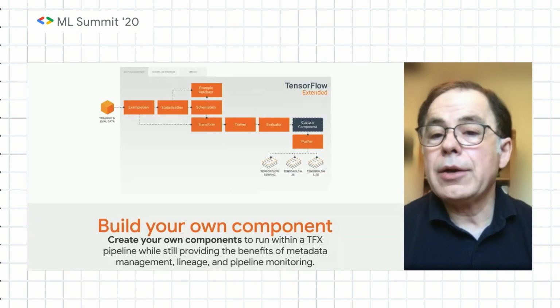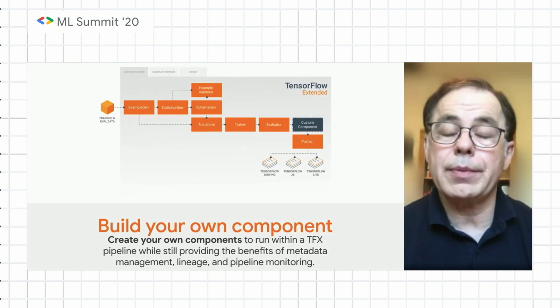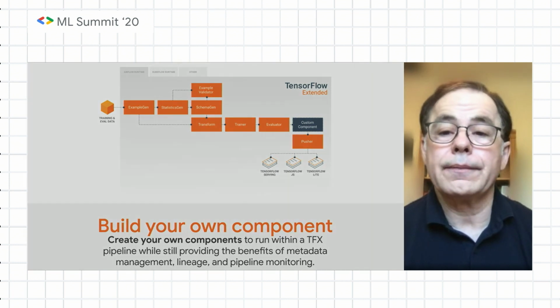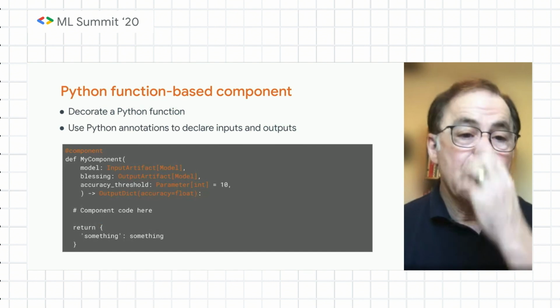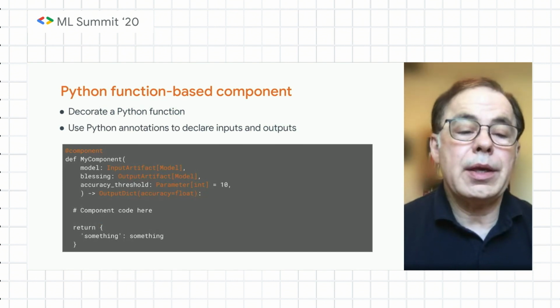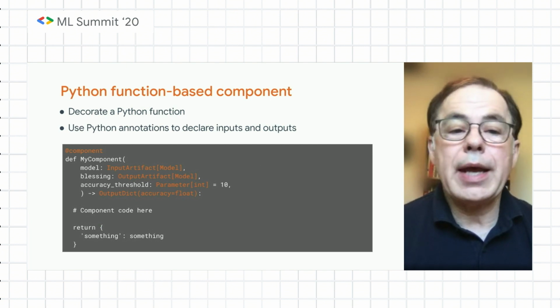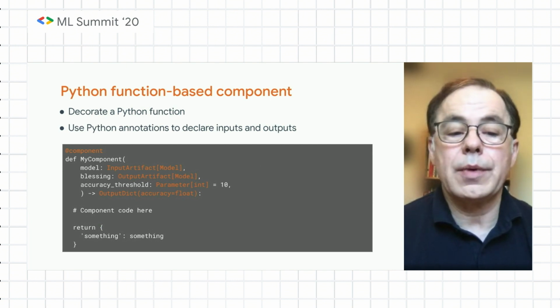At the end of the day, you're going to plug your custom component into the pipeline just exactly like any other component. There is no difference between that and a standard component. So for a Python function-based component, you're going to decorate it with the component decorator at the top, and then you're going to add annotations to the arguments. It's really very simple, and it's a great way to get started with custom components.